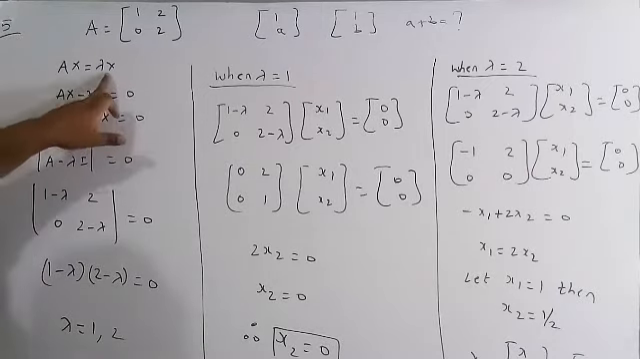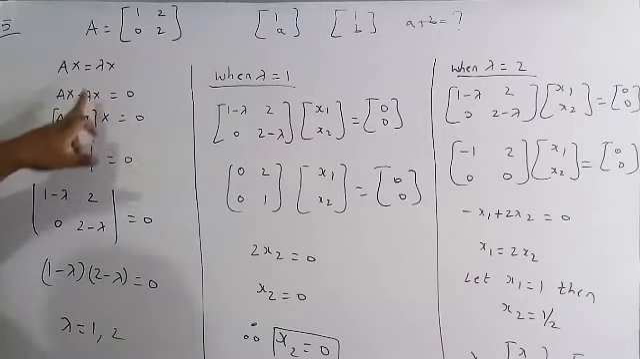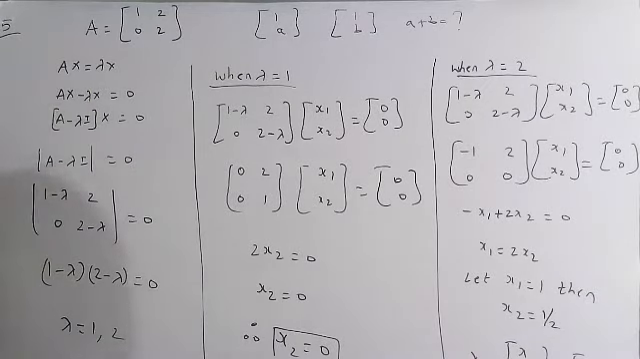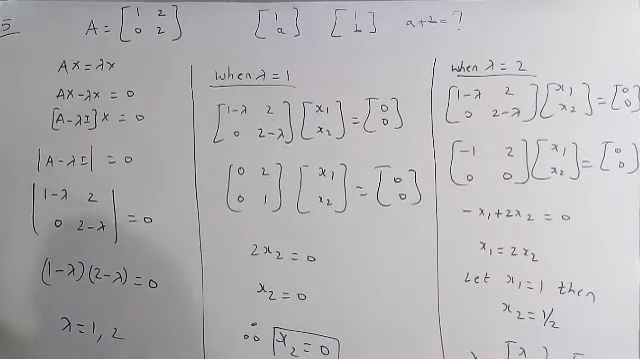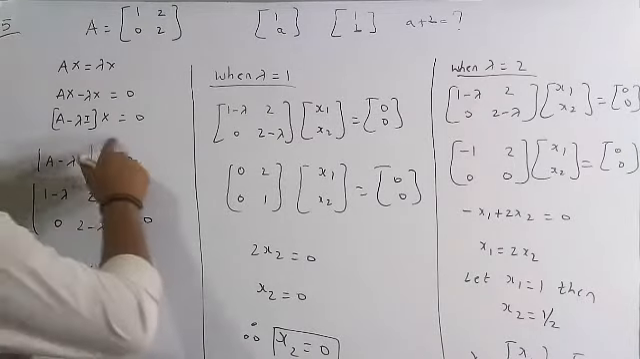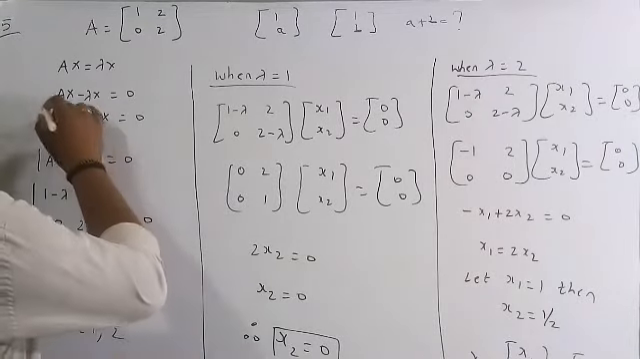Now I am going to take this to the left side. So Ax minus lambda x is equal to 0. See, lambda is a scalar quantity and x is a matrix. So if you take x as common, then we have to multiply lambda by the identity matrix. Therefore A minus lambda I, into x, is equal to 0. So this is the actual equation.